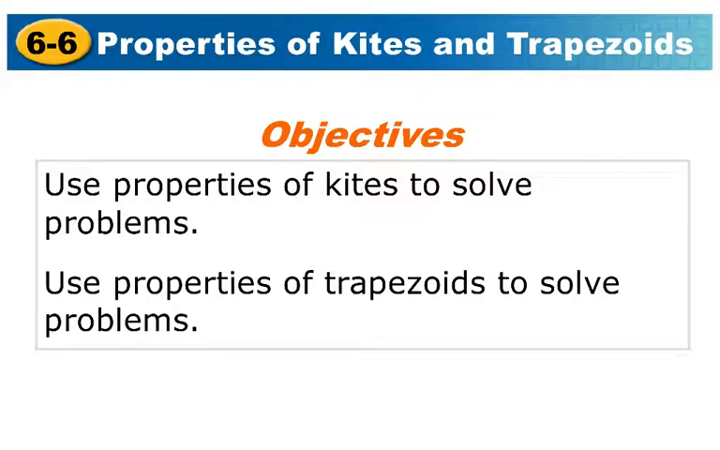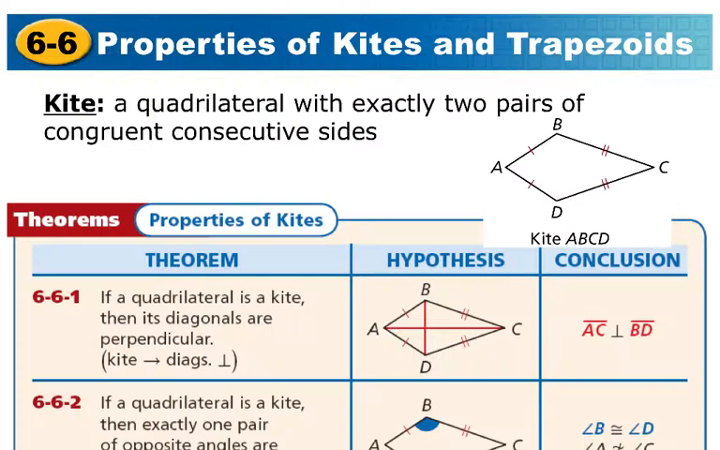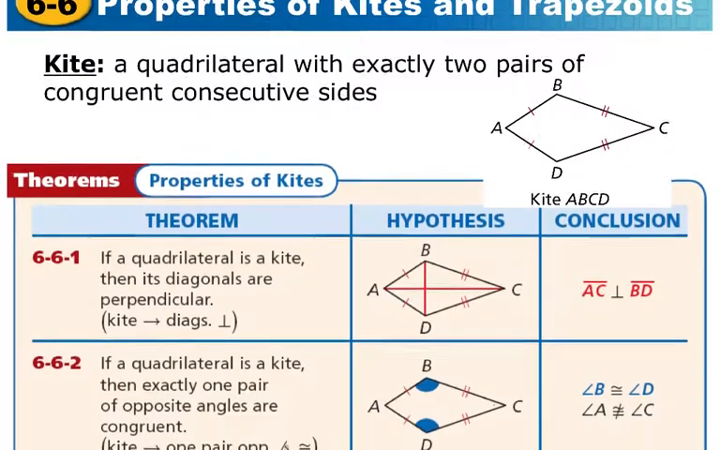Alright, so here we are with our properties of kites and trapezoids. We're going to use them to solve problems, both of them. So, here we are with our first image of a kite.